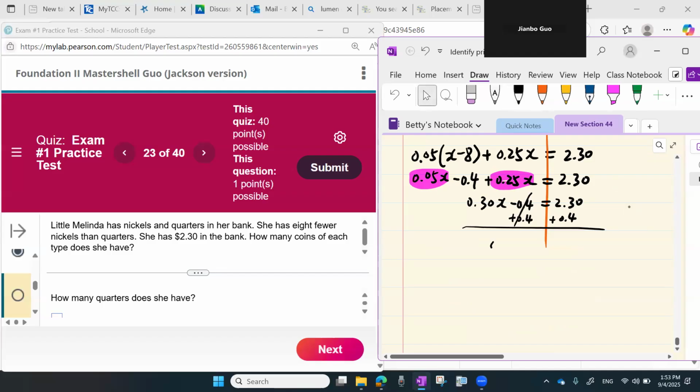Now add 0.4 to both sides. On the left side we have 0.30x. On the right side, 2.3 plus 0.4 is 2.7. Then we divide by 0.3. X equals 9, right? 27 divided by 3 is 9. That means she has 9 quarters.